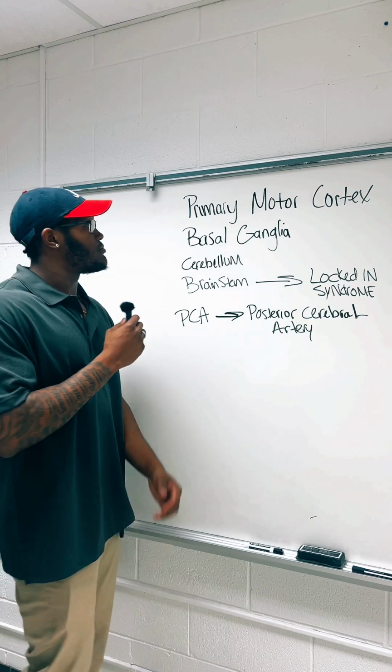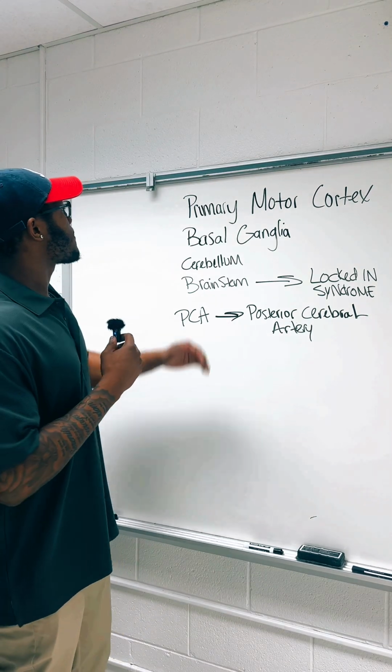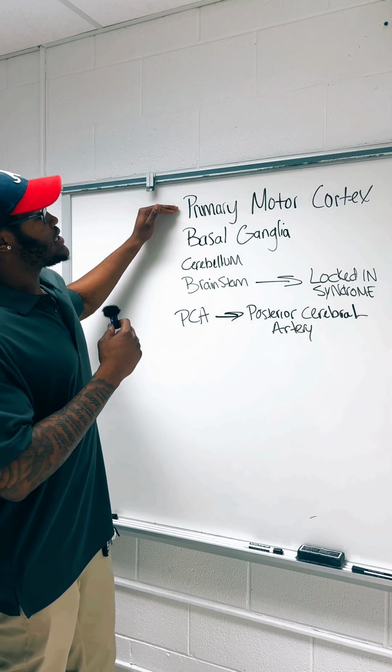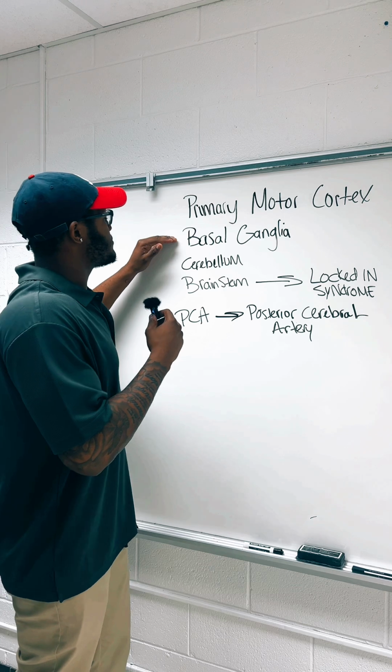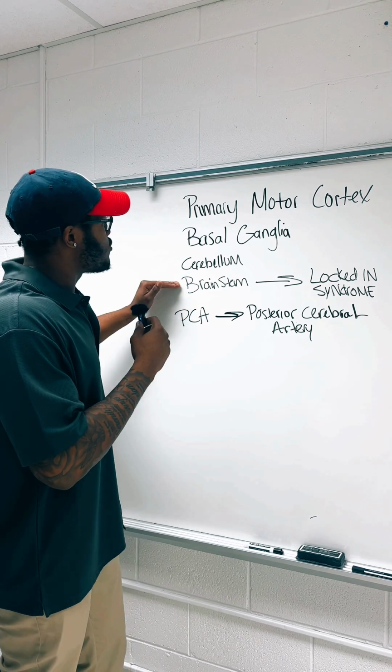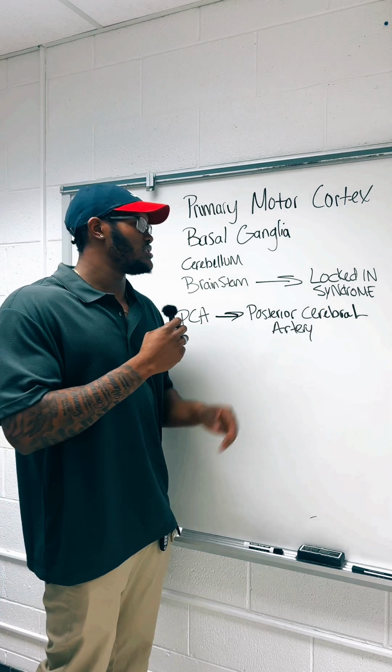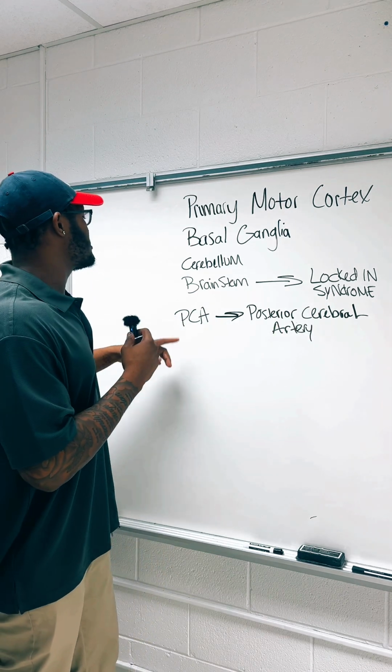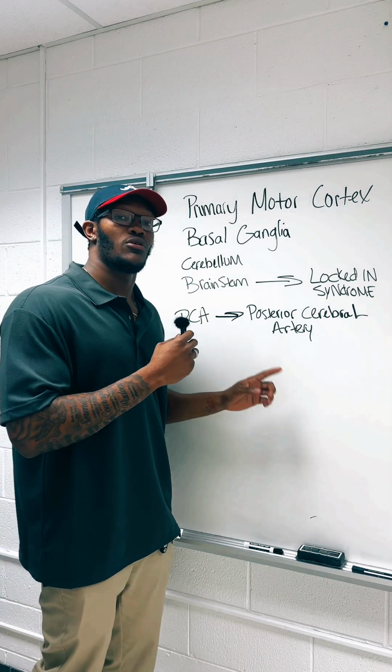All right, here are some brain structures that are involved in ischemic stroke. One being primary motor cortex, two being the basal ganglia, three being cerebellum, four being the brainstem, which can result in locked-in syndrome, and lastly, PCA, which is posterior cerebral artery.